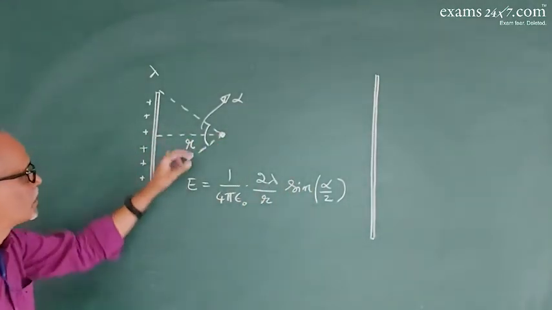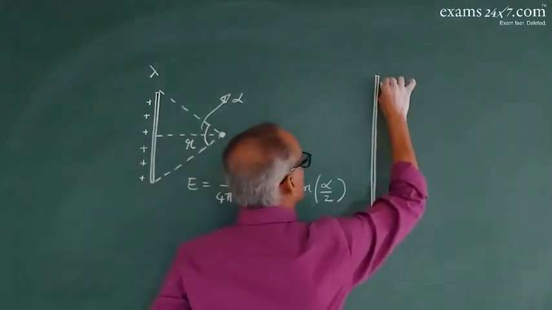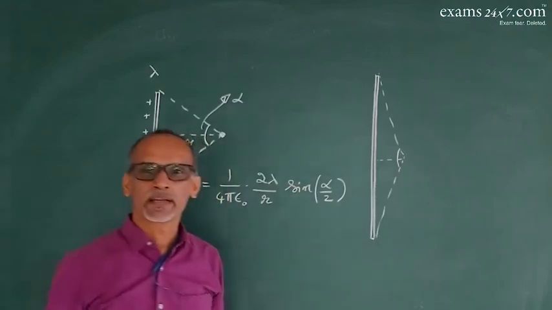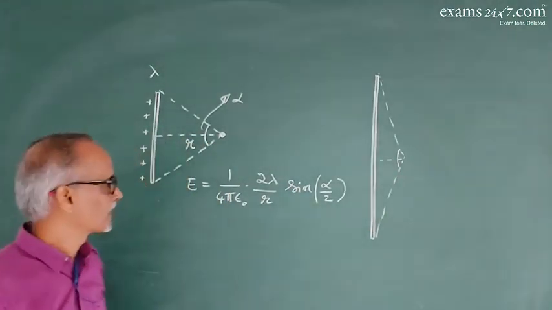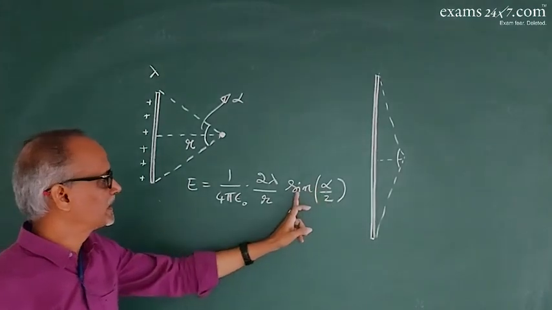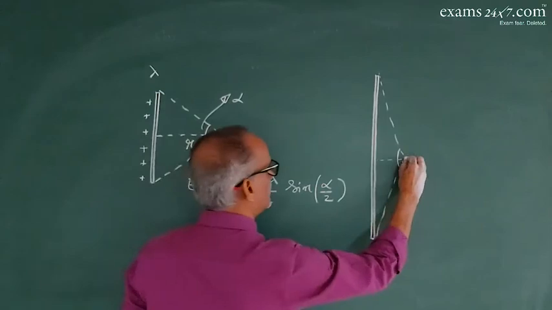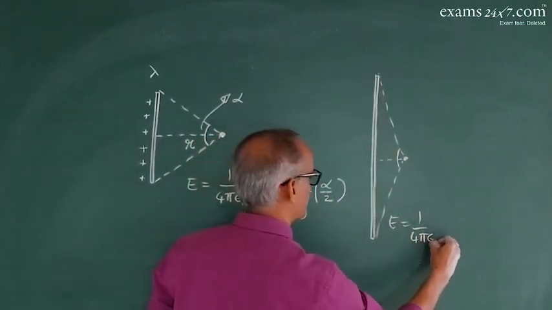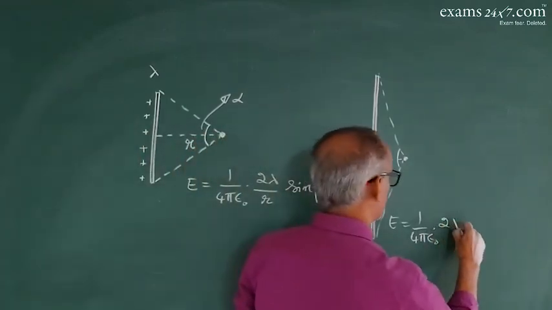If it is an infinitely long wire, then this entire angle becomes very large, and it becomes almost 180 degrees. If I substitute that here, sine 180 by 2, sine 90, we get 1. So therefore, for an infinitely long charged wire, we get E is equal to 1 by 4 pi epsilon naught, 2 lambda by r, the expression for that.